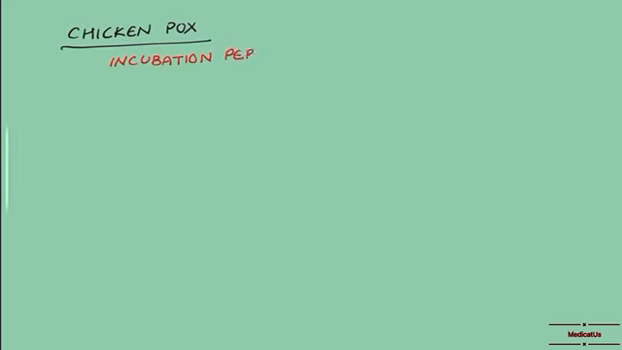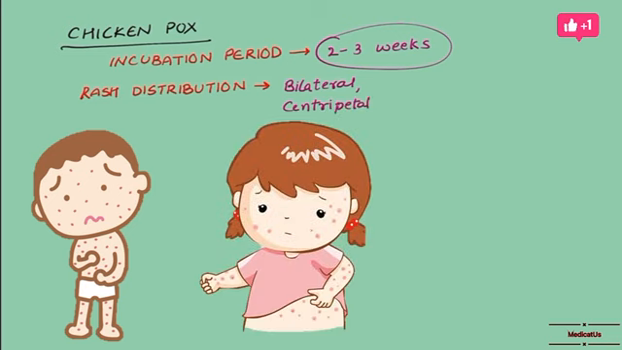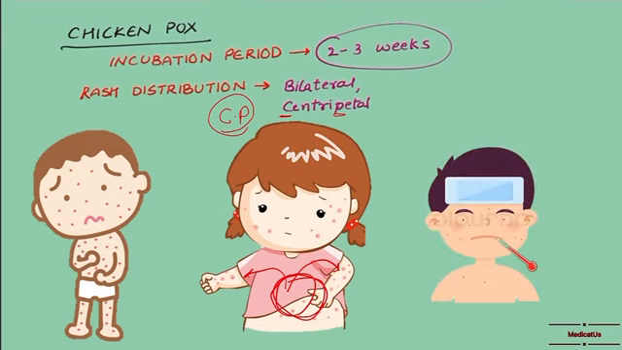So this chickenpox has an incubation period of about 2 to 3 weeks. And the rash distribution is bilateral and centripetal. Centripetal means it will start from the trunk and will move to the periphery. Easy to remember, centripetal means chickenpox, CP. And with each crop, the child will have fever.